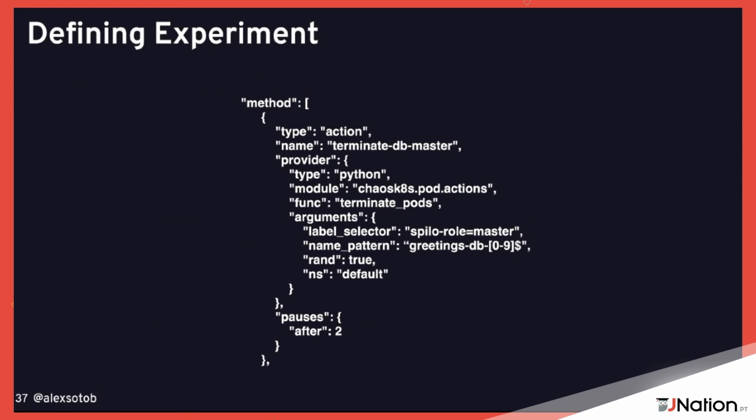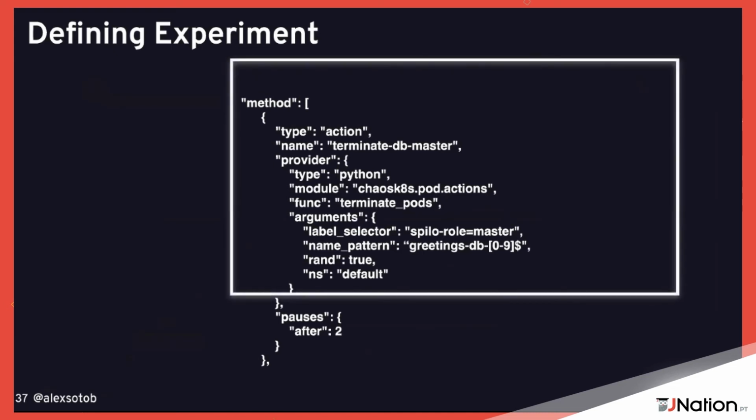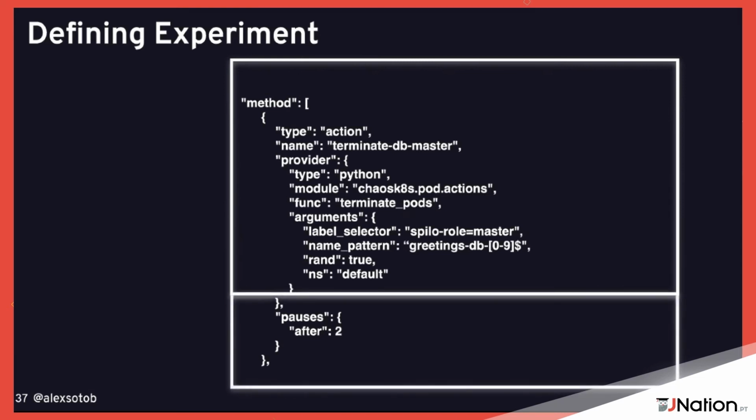Then I need to define the experiment. What happens if I stop a pod? If I kill a pod, right? This is what I'm doing here. I'm just saying, I want to terminate the pods. You see here that I'm terminating the pod. And I want to terminate all the pods which have a label called spilo role equal master, and the pattern of the pod is greeting DB, right? So I'm just killing the database pod. And then I can even do a pause of two.